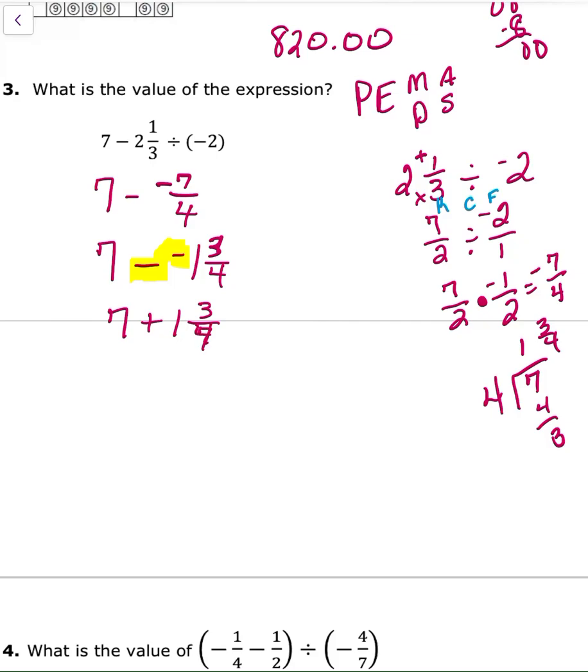I don't know why I put a 7 there. So I'm going to put 7 plus 1 3/4. So nothing plus 3/4 is 3/4. And 7 plus 1 is 8. So our answer is 8 3/4.